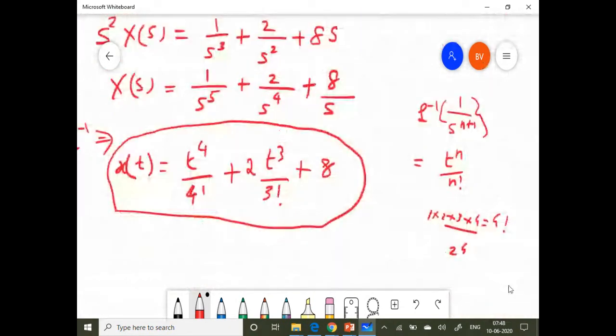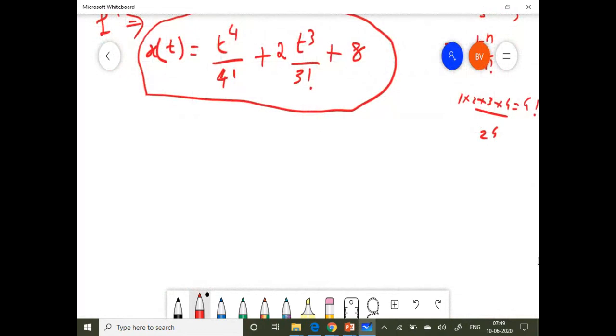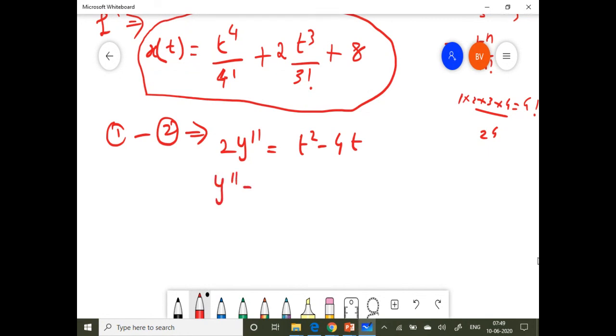From equations 1 and 2, equation 1 minus 2 will give us y double prime is equal to t square minus 4t. Therefore, y double prime is equal to t square over 2 minus 2t. We get another equation.